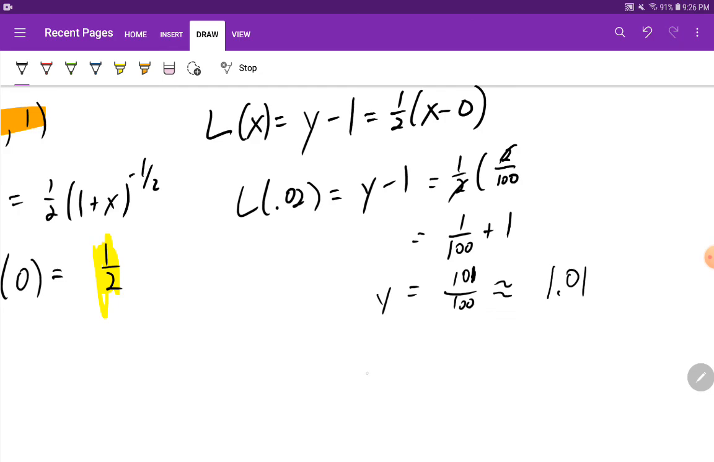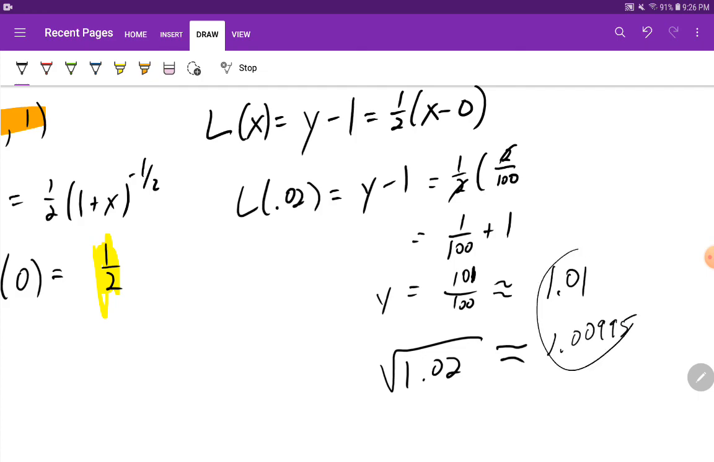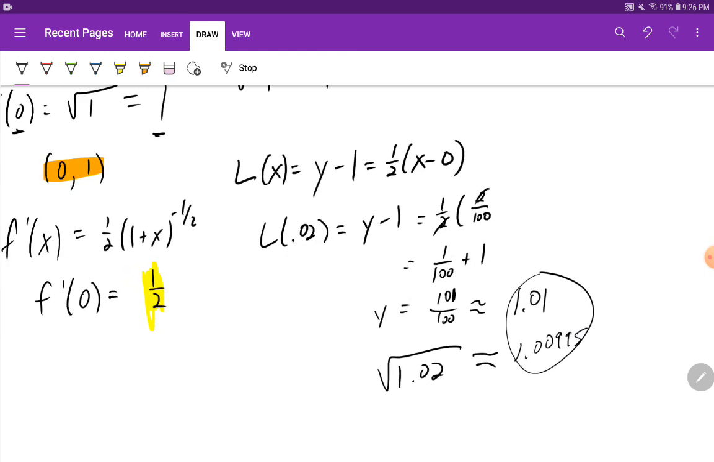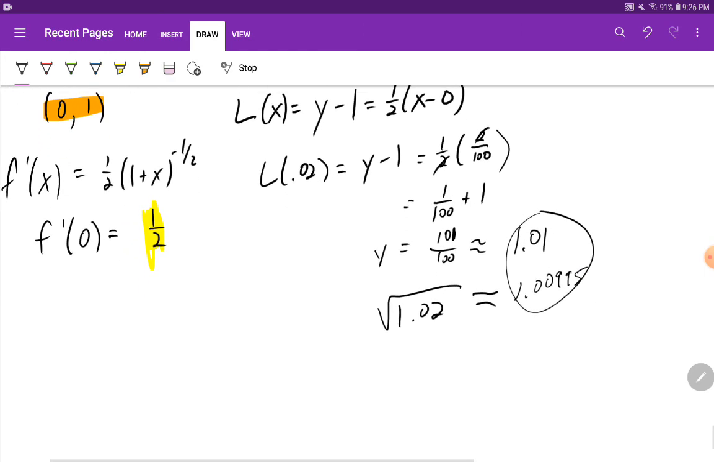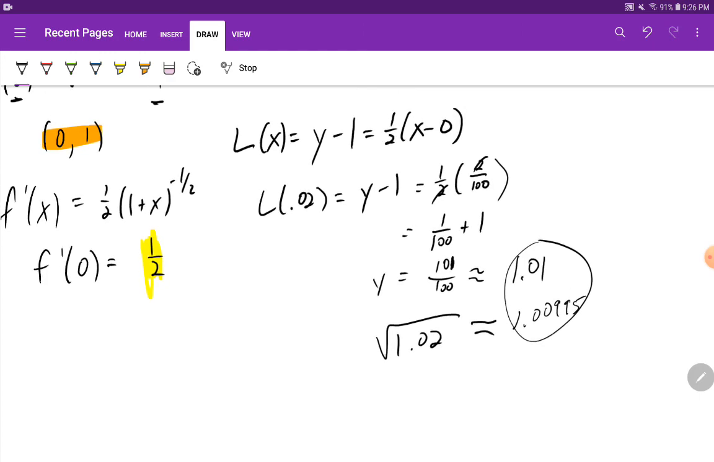And the actual answer of root 1.02 is approximately 1.00995. Wow, pretty darn close. Pretty clever, right? So there it is once again. This is a good way to check your work, especially since you guys have calculators and stuff. If you get really close to the actual answer, that probably means you're correct.